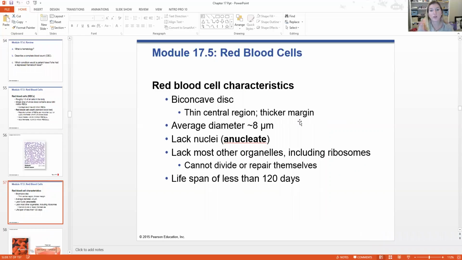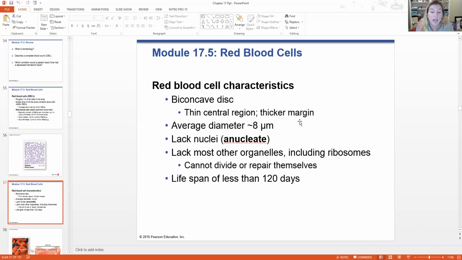So some overall characteristics: they're a biconcave disc, so they're caved in on the top and on the bottom, kind of flattened in the middle, almost like a donut but without the hole in the middle. Average diameter is about the same, so they're very uniform, and they're all identical, right?